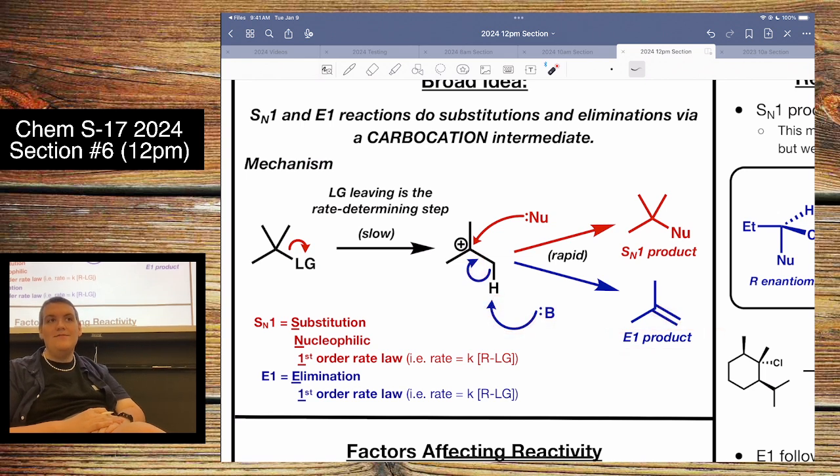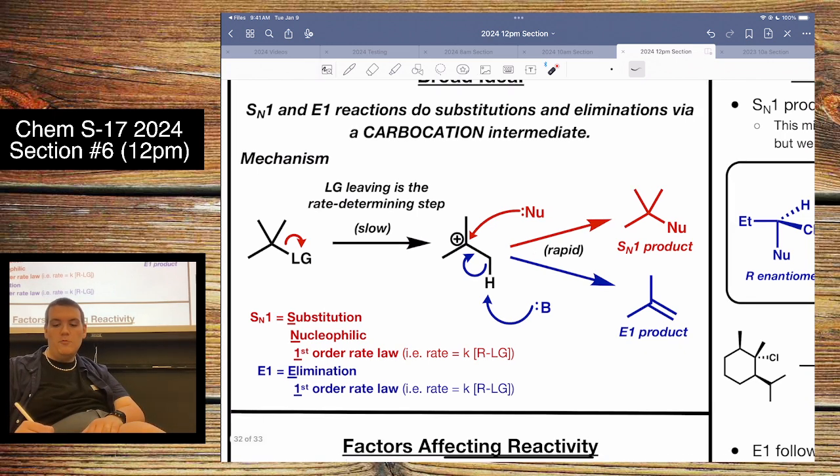So this is kind of the bugaboo thing of both of these. Whenever you can have one of them, you can have the other one. They are always going to be happening together. You're always going to get a mixture for the most part. And that's going to be something that we have to control for in a bit.